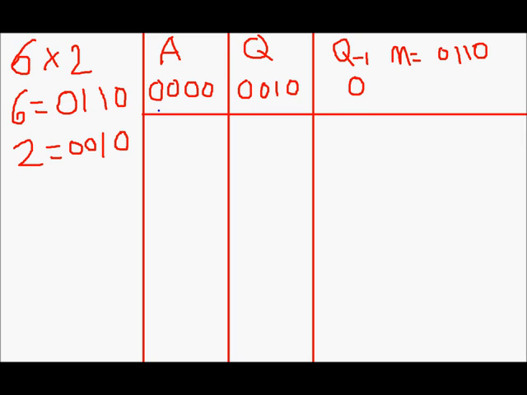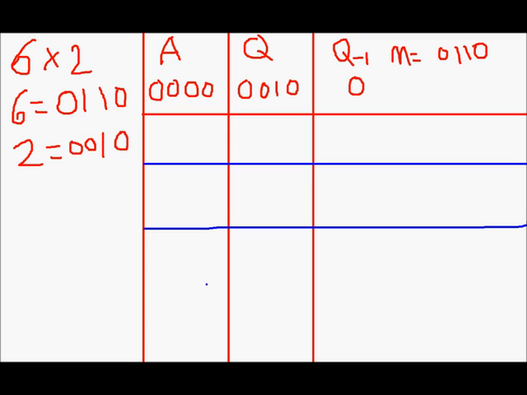Now since we have 4 bits, we shall perform 4 steps, and the final step shall give us the answer. So this is the space for my first step, this is for the second step, this is for the third step, and the final step shall give us the answer. The next thing we shall do is compare the Q0 and the Q minus 1 bit positions. I'll write it out here. Q0 and Q minus 1.